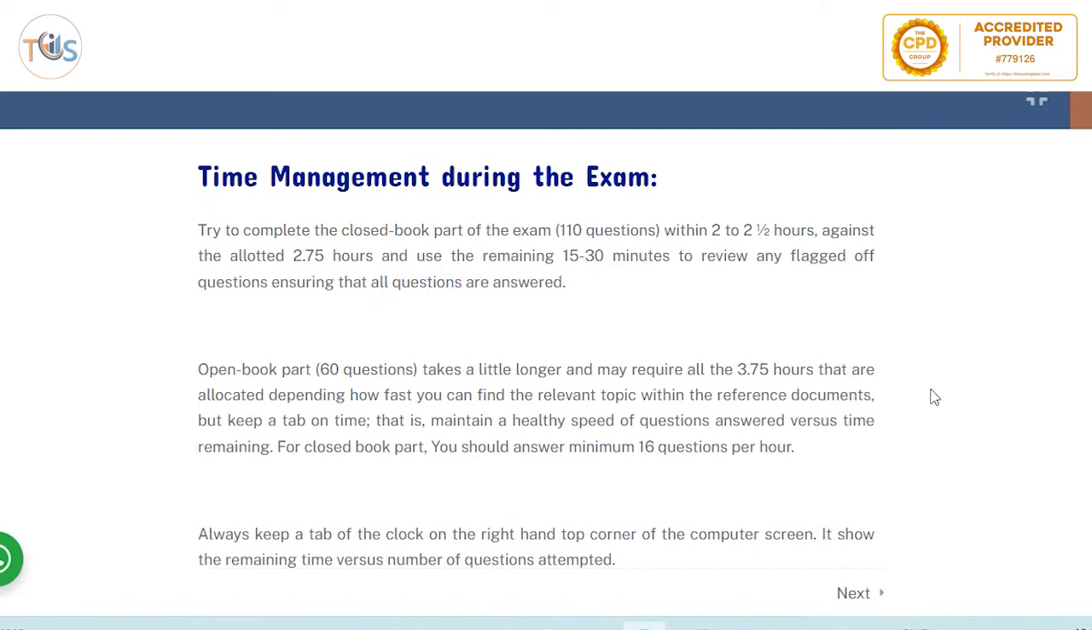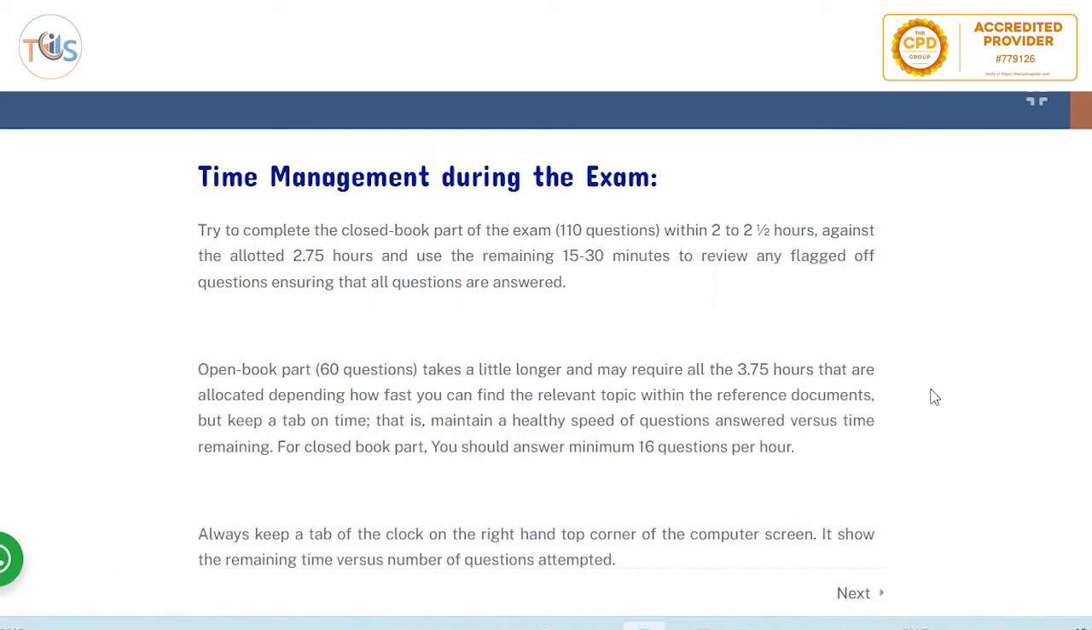So always allow 15 to 30 minutes before you end that part of the exam, say in this case the closed book, to make sure that you have answered all the questions, or go back again to any flagged question and see that, to the best of your knowledge, you have answered it.